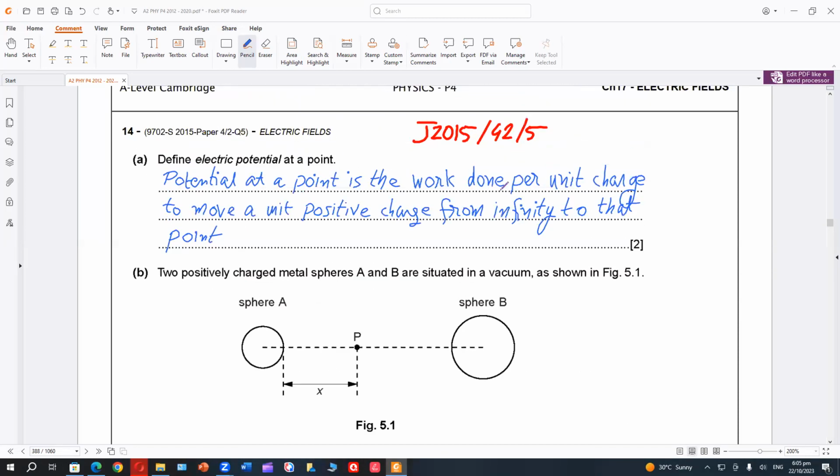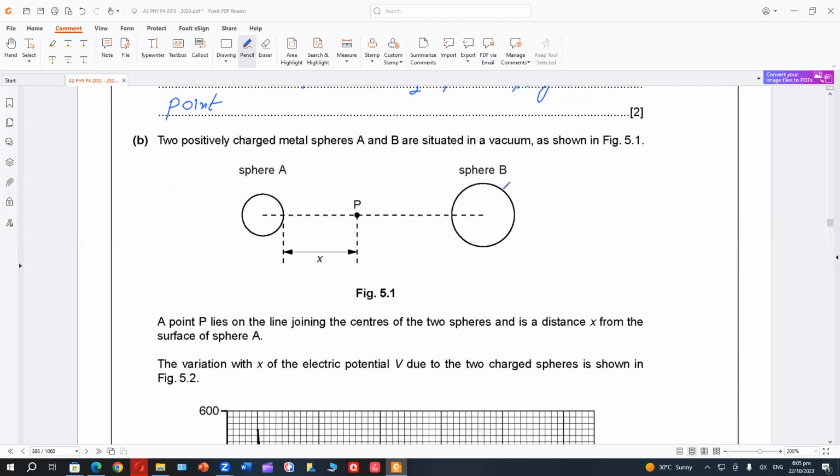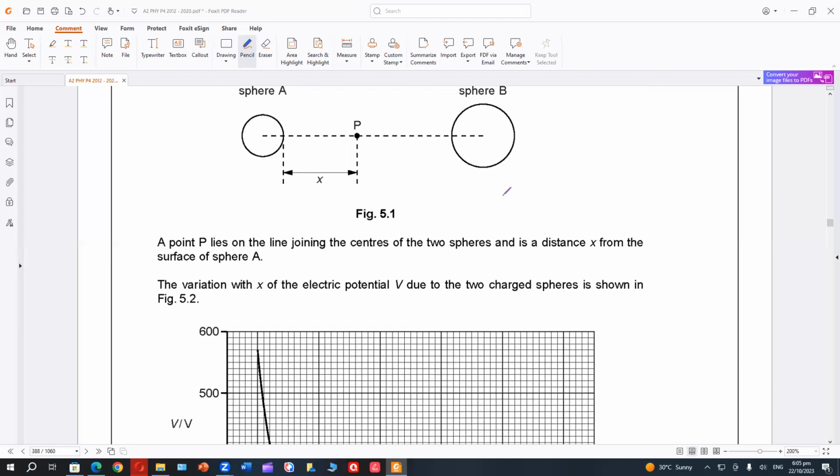Now, the first part was simply electric potential. He says that the distance is taken from sphere A. The point P lies on the line. The variation with x of the electric potential due to the two charged spheres is as shown.